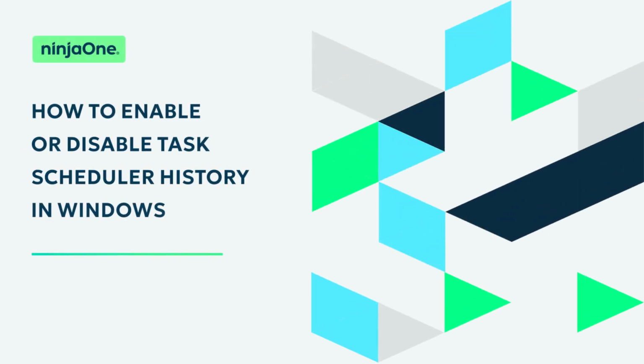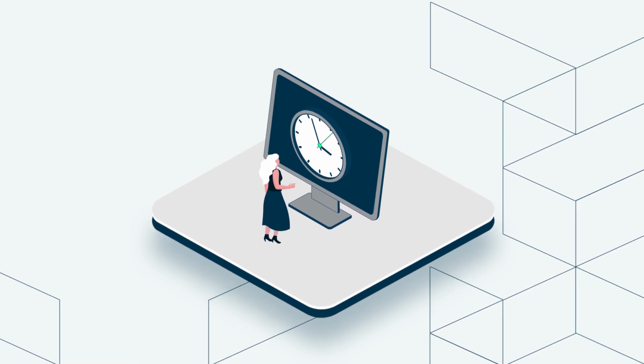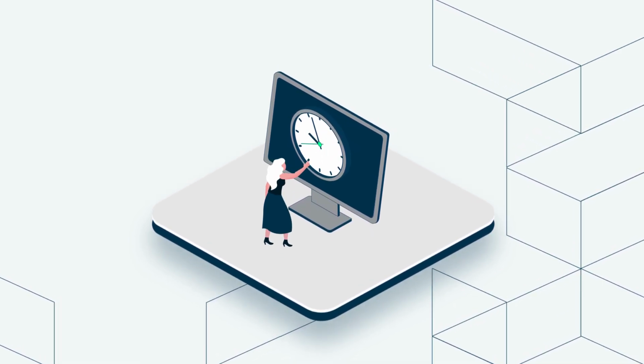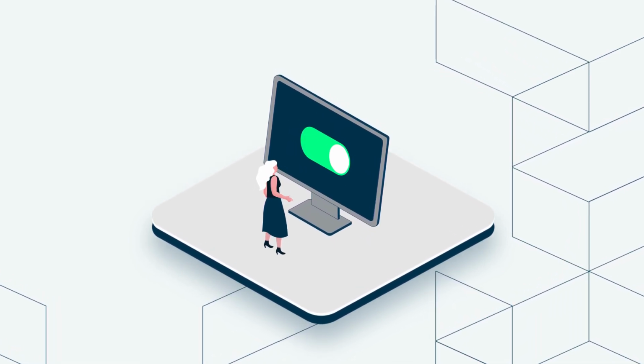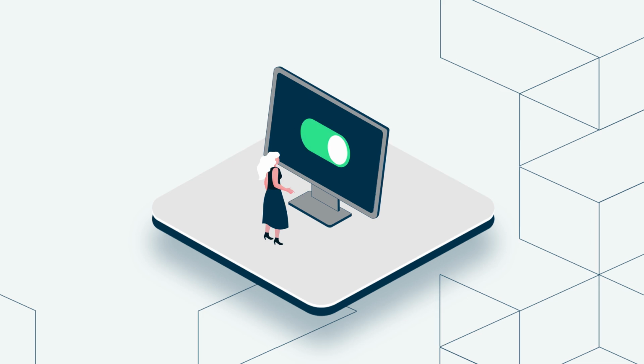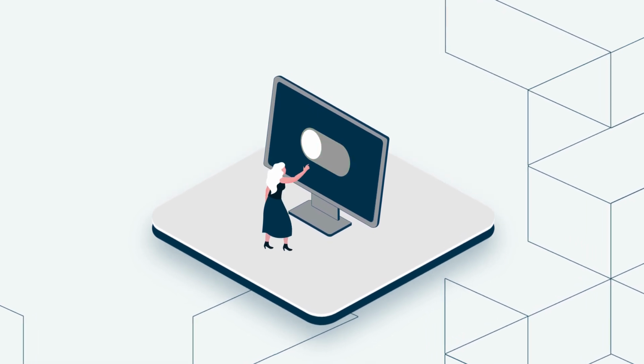How to enable or disable task scheduler history in Windows. Task automation in Windows is powerful, but managing it doesn't have to be complicated. Today, we'll walk through how to enable or disable task scheduler history to help you balance performance with visibility.